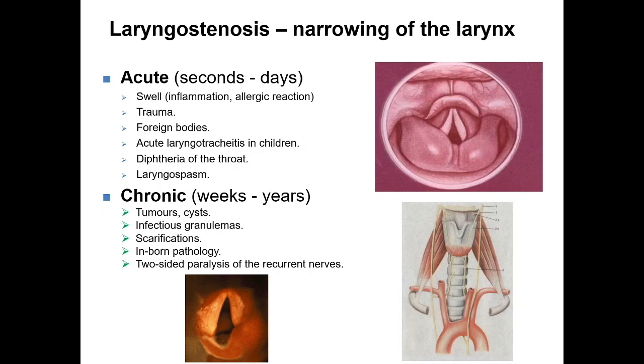Laryngostenosis, narrowing of the larynx. Acute, lasting days: swelling, inflammation, allergic reaction, trauma, foreign bodies, acute laryngotracheitis in children, diphtheria of the throat, laryngospasm. Chronic, lasting weeks to years: tumors, cysts, infectious granulomas, scars, inborn pathology, two-sided paralysis of recurrent nerves.